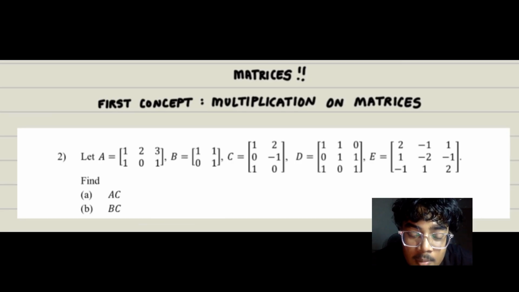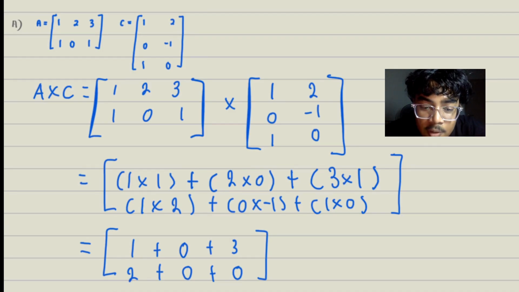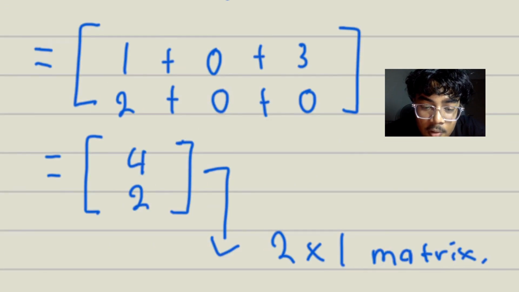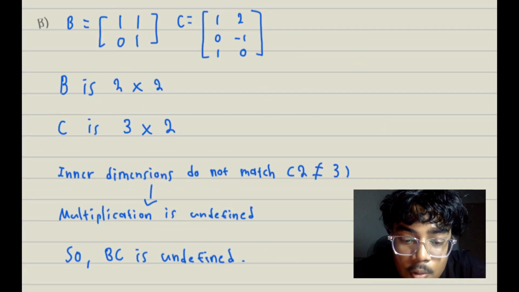Now for the first concept, it's matrix multiplication. In question 2, we are given matrices A, B and C. For question 2a, we will multiply matrix A, 2 by 3, with matrix C, 3 by 2. Since their inner dimensions match, the multiplication is valid, so the result is a 2 by 2 matrix, AC equals 4 and 2. Now for question 2b, matrix B is 2 by 2 and matrix C is 3 by 2. Since the inner dimensions 2 and 3 do not match, BC is undefined.